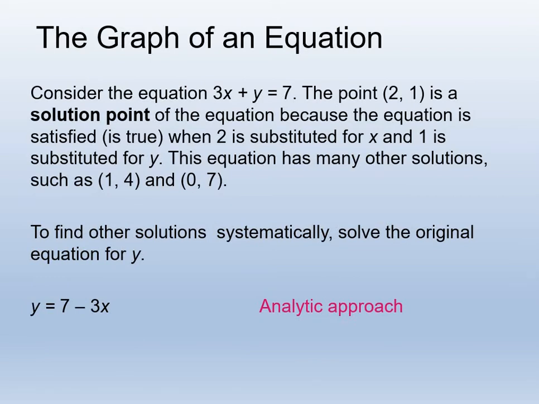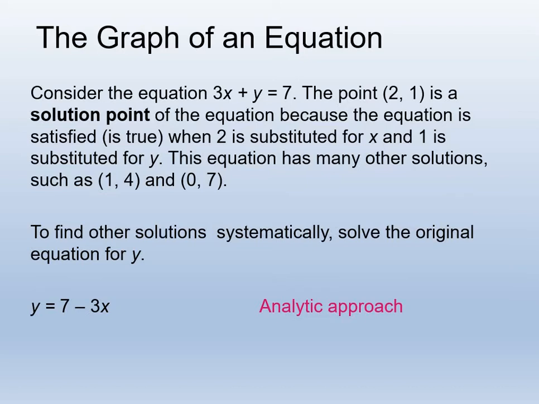Okay, so if we take the analytical approach here, if we understand the graph of an equation, we're given an equation in standard form, 3x plus y equals 7. And we are given that the point (2, 1) is a solution point of the equation, because what it means is anytime I plug in 2 for x and I substitute 1 in for y, I do in fact get 7, right? If I substitute in 2 times 3 is 6, plus 1 in for y, which is 7. So we can see that it satisfies the equation.